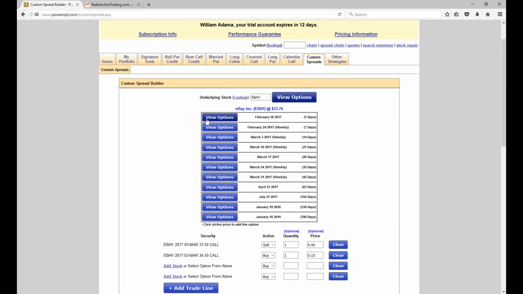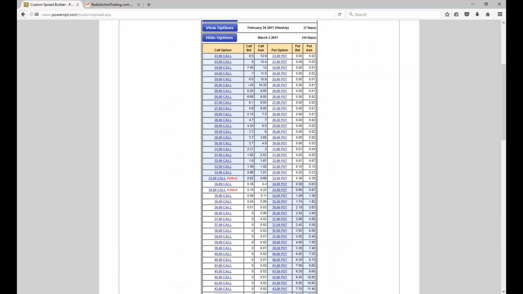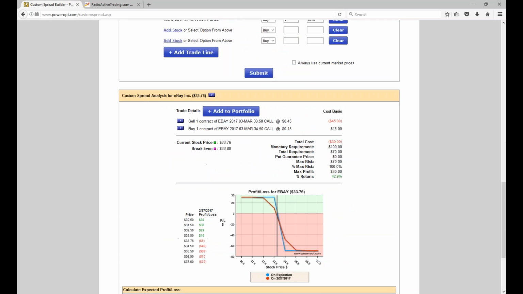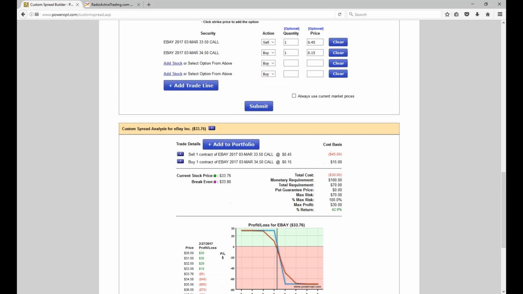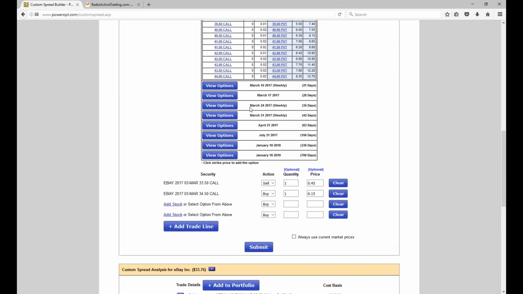Now, hold on one second. Let's take a look here. Let's go back to March 3rd. Let's look at a graph. We're kind of at break even. We've got a 30-cent net credit. We're right at break even here, just a little bit below, but we want to try to repair it by doing the opposite. I add a bull call debit in, that creates the butterfly.